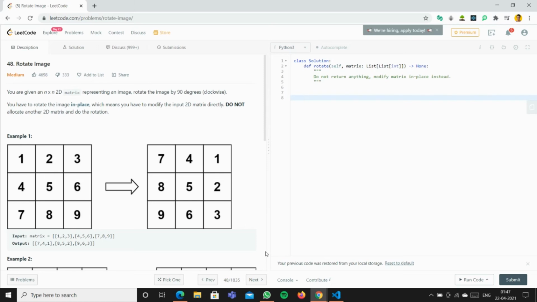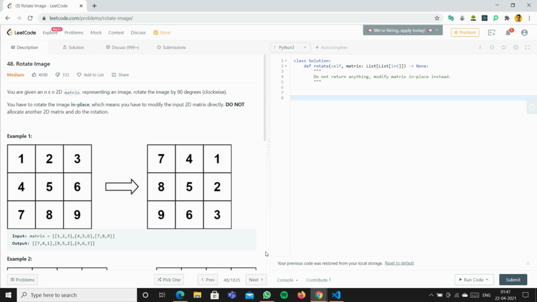Okay guys, so today we'll be solving the problem Rotate Image on Leetcode. The question says you're given an n cross n 2D matrix representing an image. Rotate the image by 90 degrees clockwise. You have to rotate the image in place, which means that you have to modify the input 2D matrix directly. Do not allocate another 2D matrix and do the rotation.